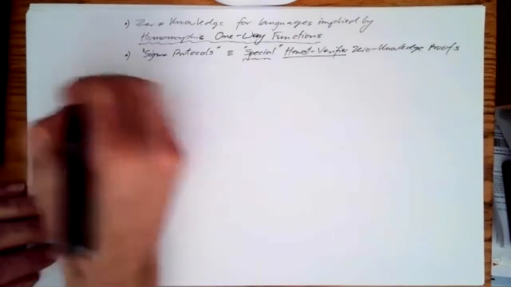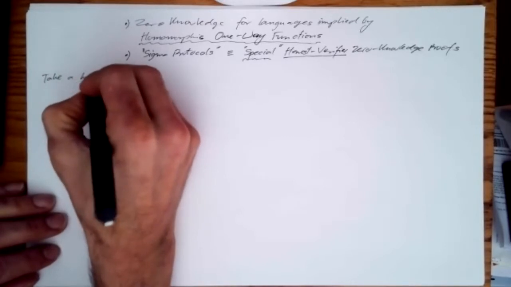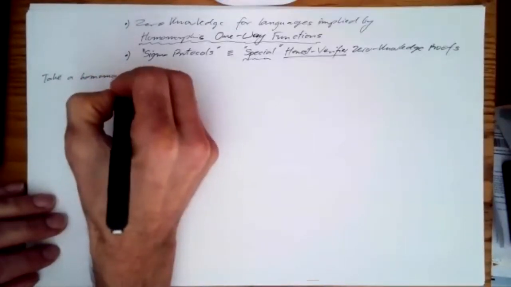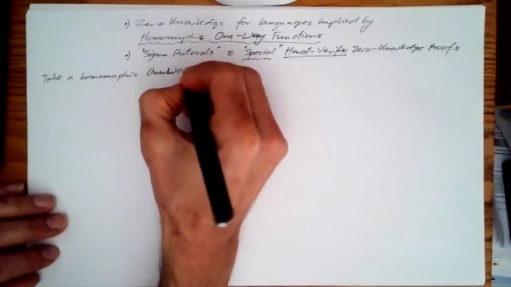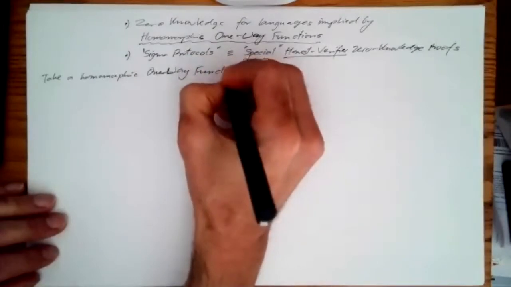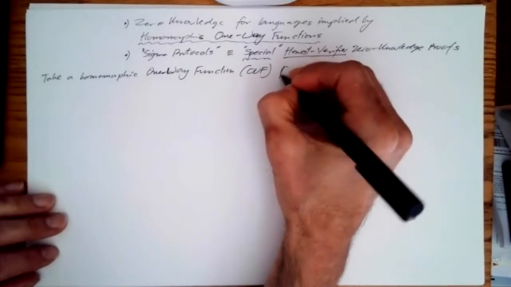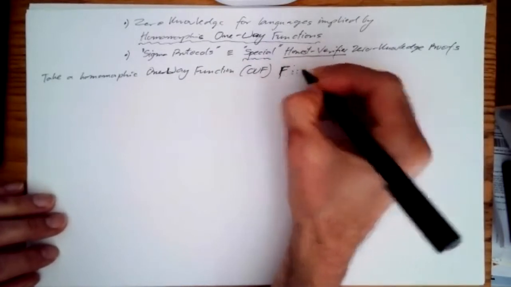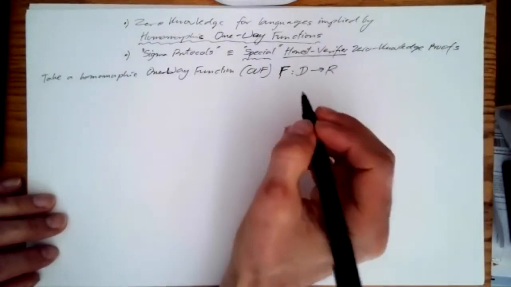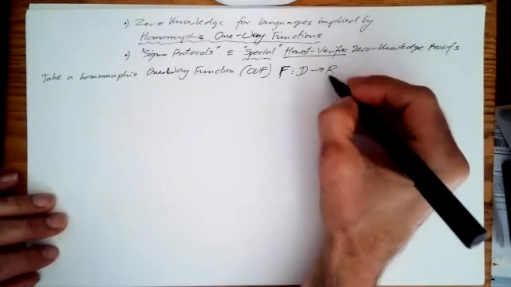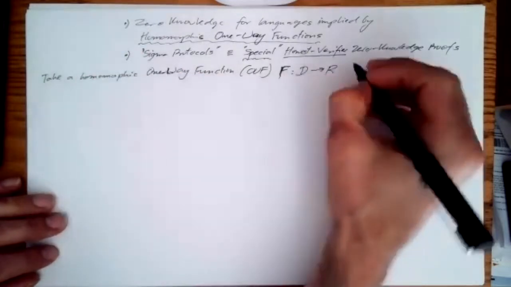Okay, so take a homomorphic one-way function F that takes some domain into some range. It is a one-way function: given a random element in the range, it's hard to compute the preimage.